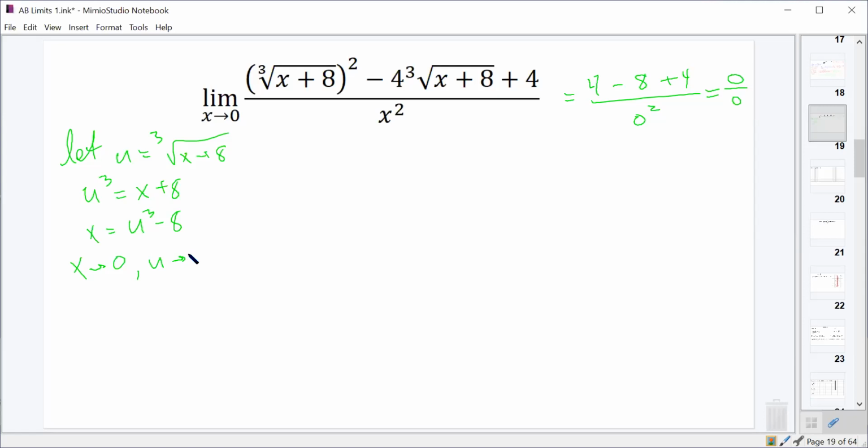No. If x is approaching 0, then u should be approaching the cube root of 0 plus 8, which ought to be 2, right, cube root of 8 or 2. So this whole limit then should be rewritten as the limit as u approaches 2 of, and cube root of x plus 8 was our u, so that's u squared, minus 4u plus 4 over u cubed minus 8, squared.